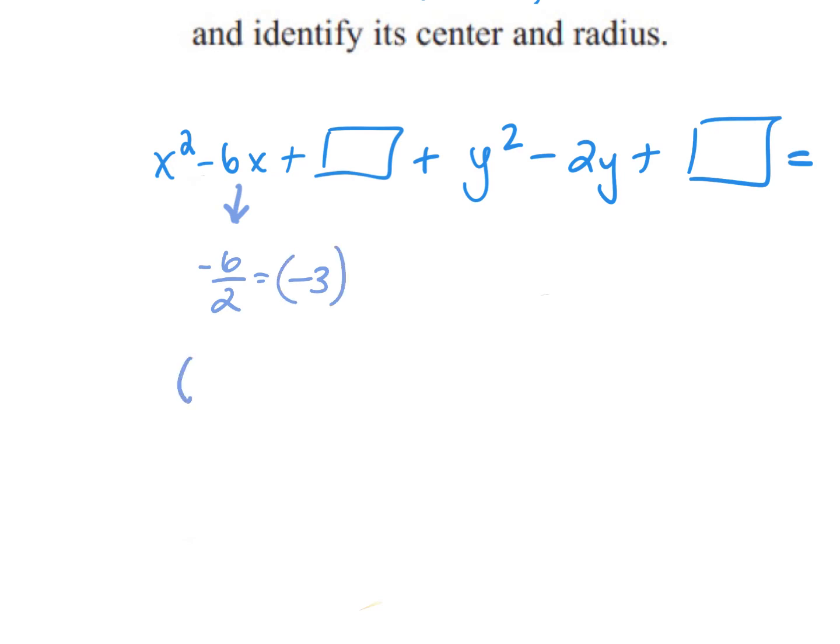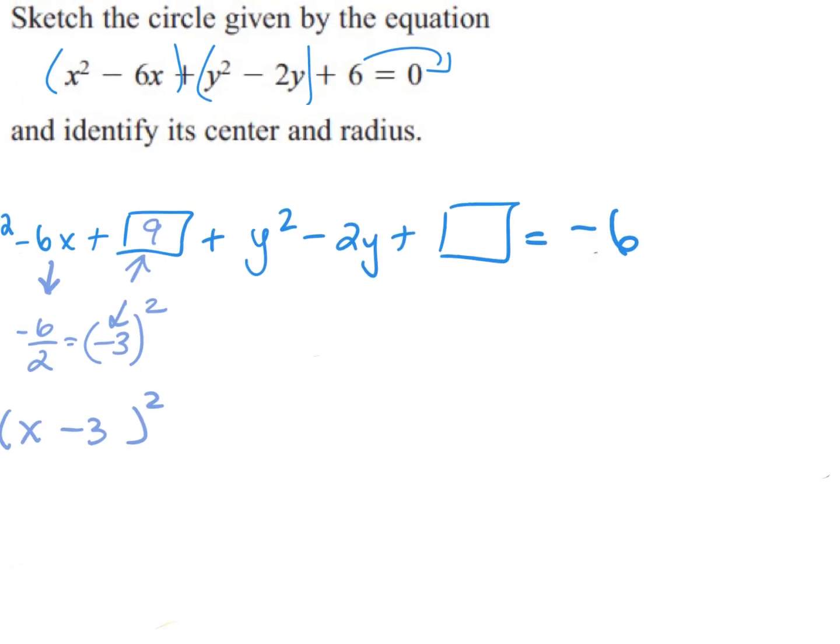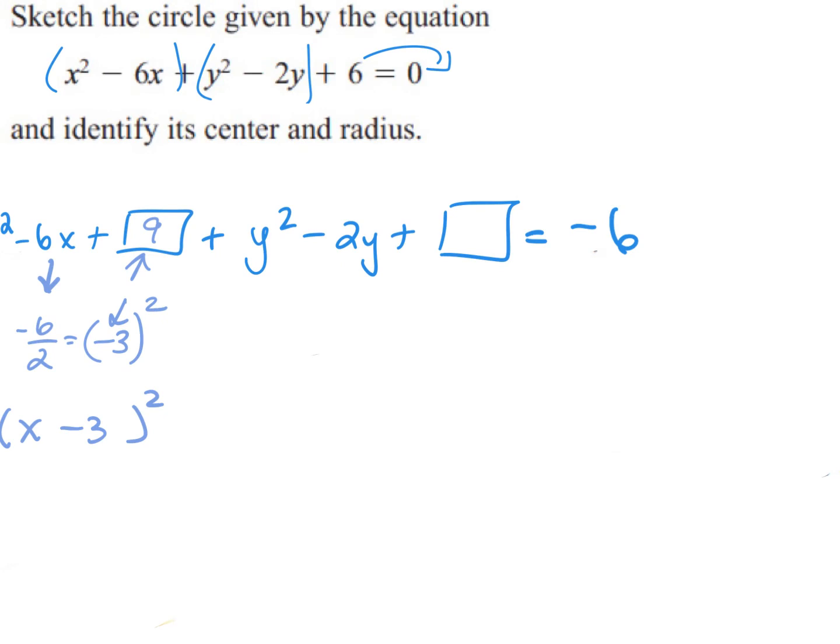My first parenthesis is going to be a binomial. It's going to be x, and then what is this number right here? It's a minus. So x minus 3 squared. And then when you square negative 3, what do you get? 9. And what you do to one side, you do where? So if I added 9 on the left-hand side, I have to add 9 to the right-hand side. Every single time, same thing.